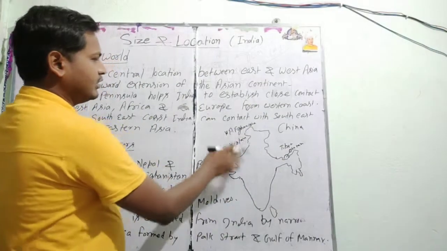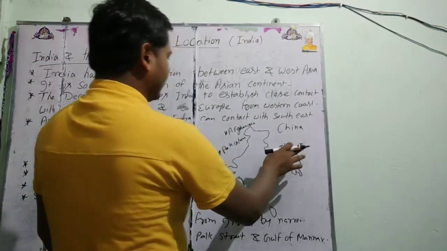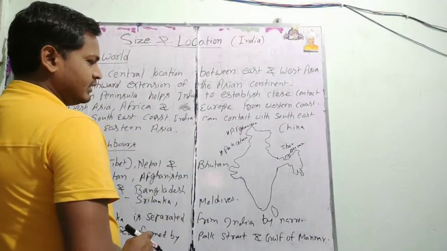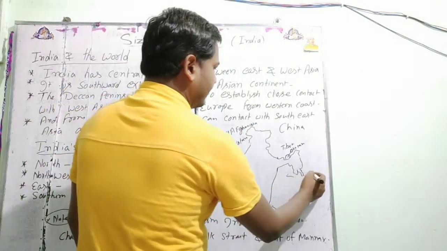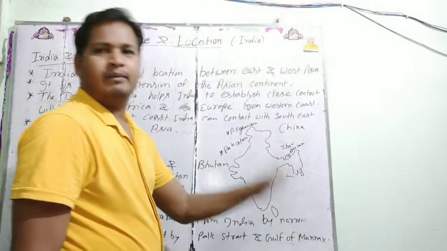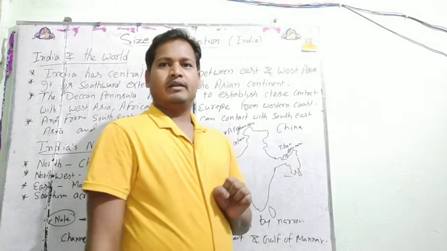Here you can see all the neighboring countries of India. In the north you can see China, Bhutan. In the northwest you can see Pakistan, Afghanistan. In the east you can see Bangladesh, Myanmar. In the south you can see Sri Lanka and Maldives. These are the neighboring countries of India. Now the chapter is finished.